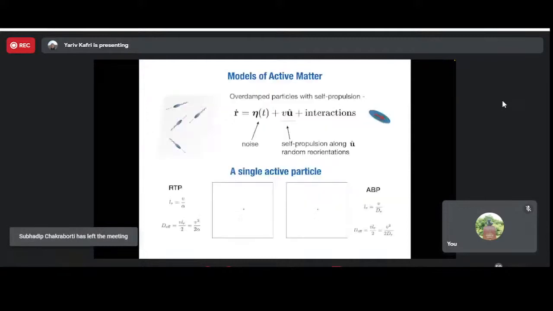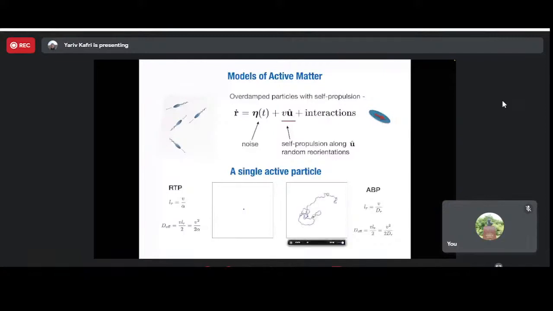So if you look at a single active particle, two very common models are inspired by what I showed you before. Active Brownian particles: these are the guys which move, but this arrow diffuses about. So they move a run length, which is the velocity divided by the rotational diffusion coefficient. And after this length, they reorient. And on long time scales, it's very boring. They're just diffusing particles. Nothing exciting happening. And you can either calculate this diffusion coefficient or guess from dimensional analysis.